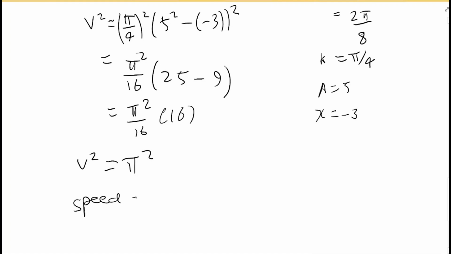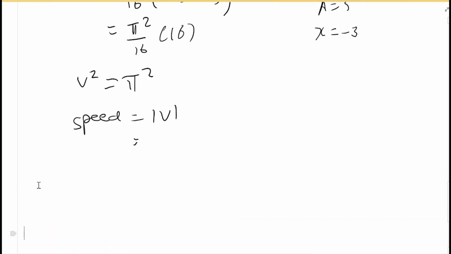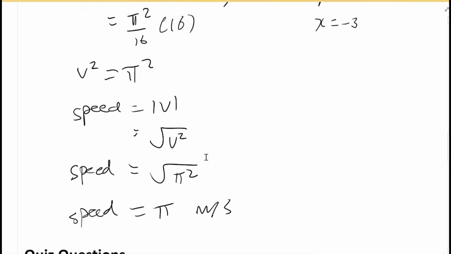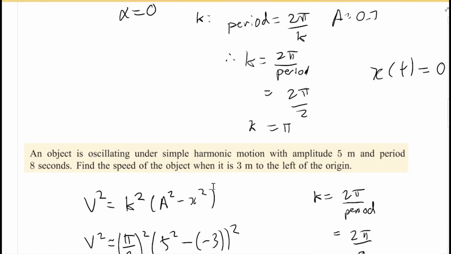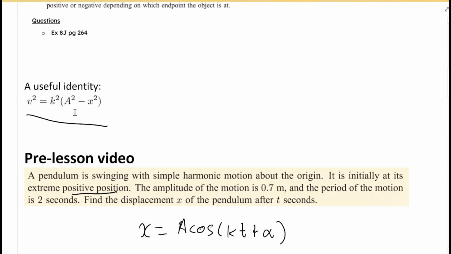Now the speed is the modulus of velocity. It's like the absolute length of velocity. It doesn't matter whether you're positive or negative. And it just so turns out that that's the square root of v squared, because that will always end up being positive. So the speed is the square root of pi squared, or in other words, speed is just pi. And we should put some units on this: pi meters per second. And that's how you can do one of these questions without actually figuring out what the position function is and then doing all these derivatives and everything. So it's good to have that handy identity on your cheat sheet.